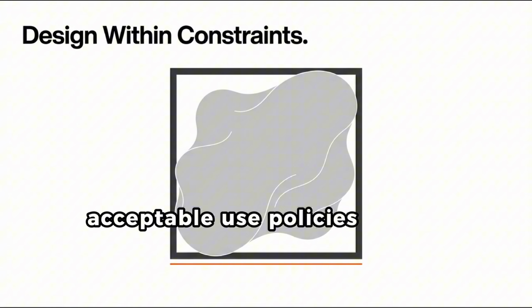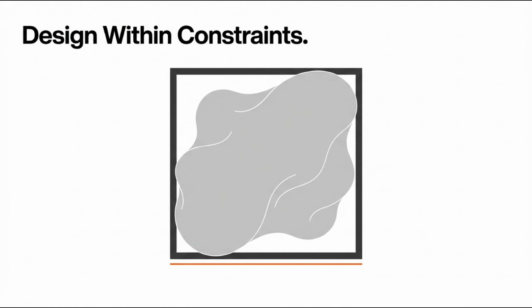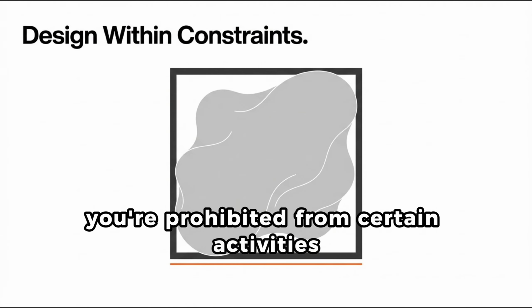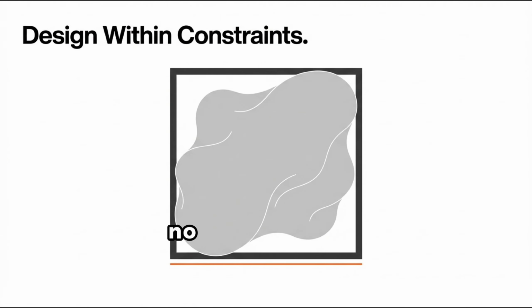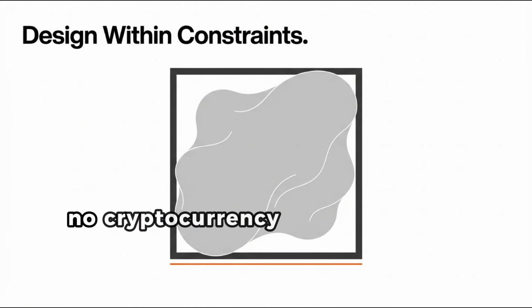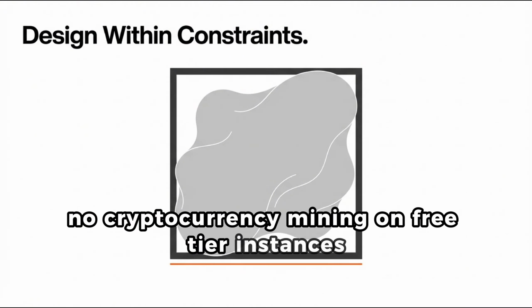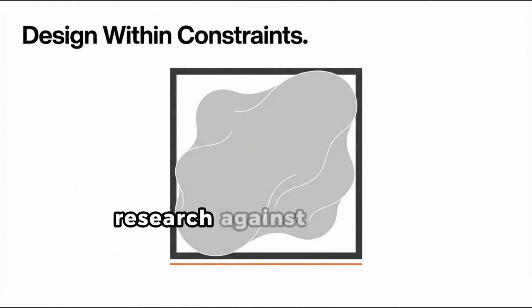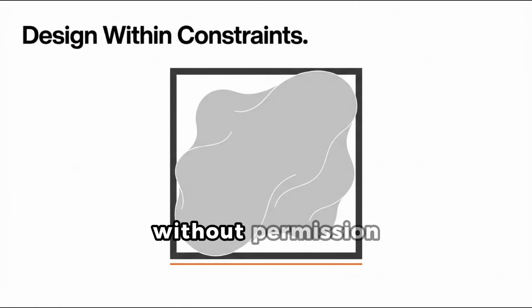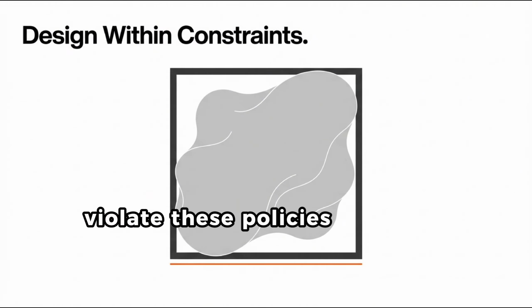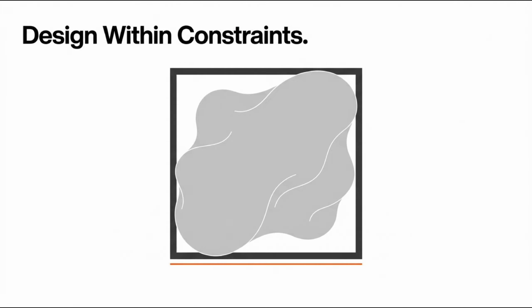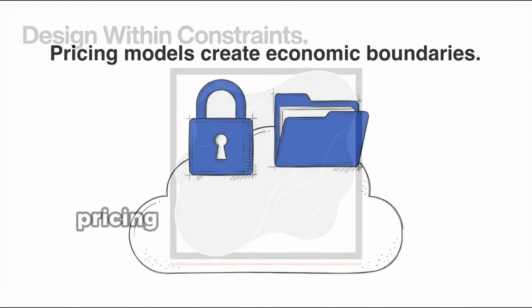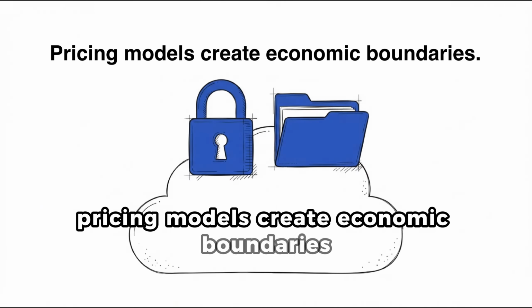Acceptable use policies create operational boundaries. You're prohibited from certain activities, even if technically possible. No port scanning, no cryptocurrency mining on free-tier instances, no vulnerability research against provider infrastructure without permission. Violate these policies and your account gets suspended. The boundary is contractual.